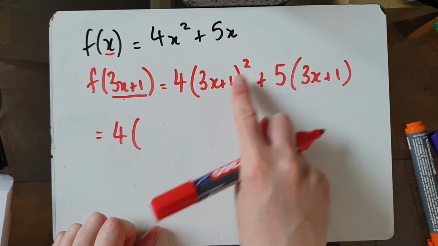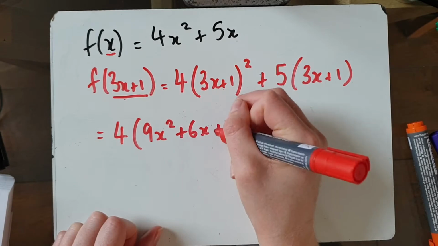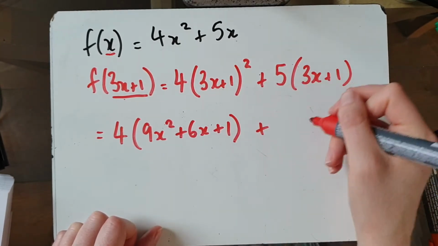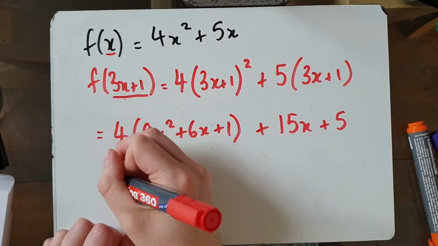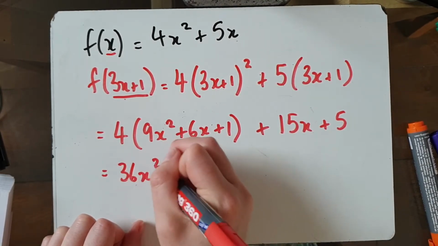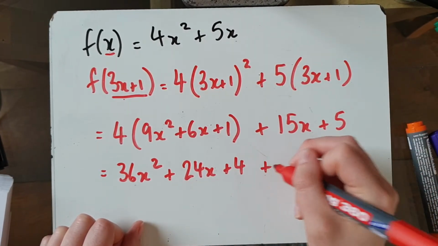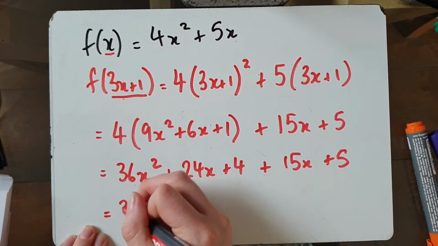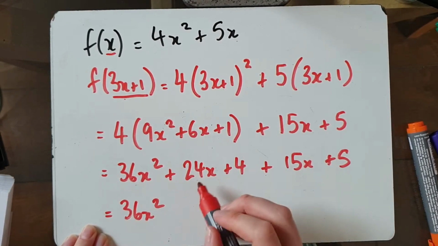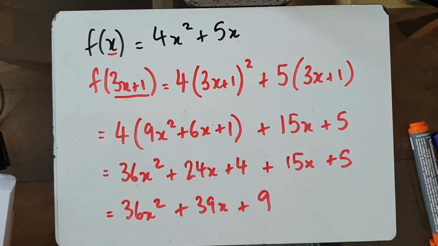We need to square this bracket, which would give us 9x squared plus 6x plus 1. And we can multiply this bracket out. Now we're going to multiply this one out. And add this one onto it. And when we simplify, we've got 36x squared, we've got 39x, and plus 9. So that's how we worked that last one out.